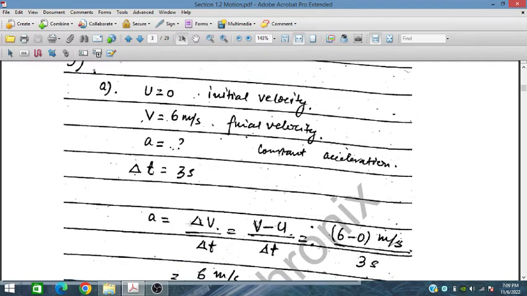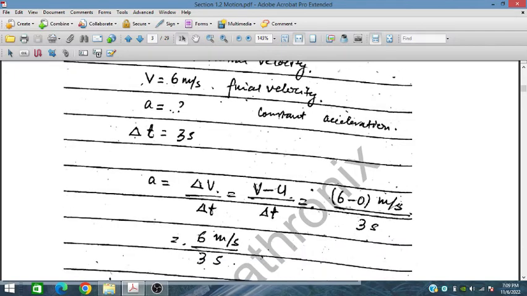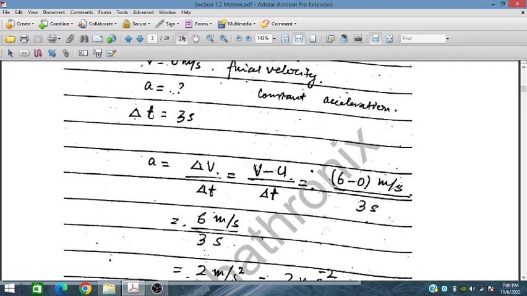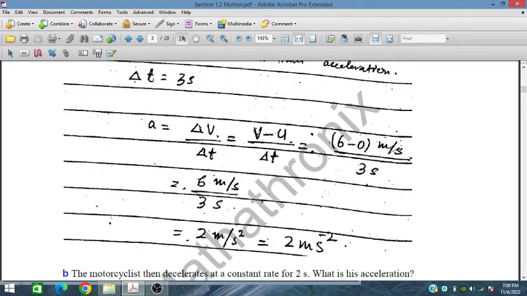So this is a, the change in speed from 0 to 6. The initial speed is u and the final speed is v. The difference of speed is 6 minus 0, 6 meters per second, and the time taken is 3 seconds. So 6 meters per second divided by 3 seconds gives 2. The constant acceleration is 2 meters per second squared.